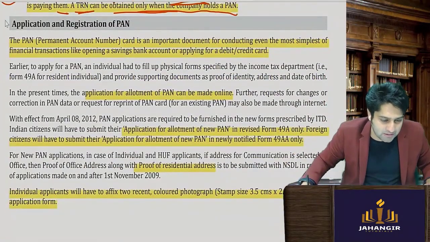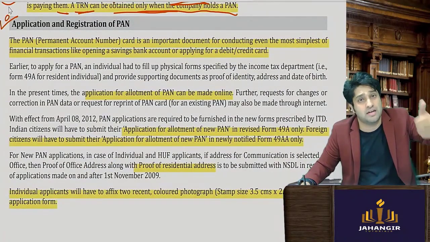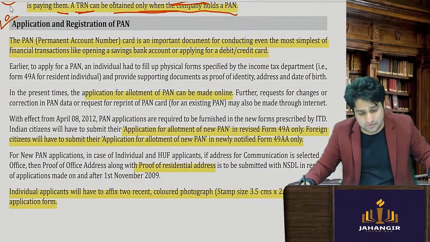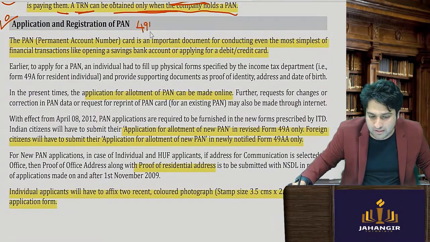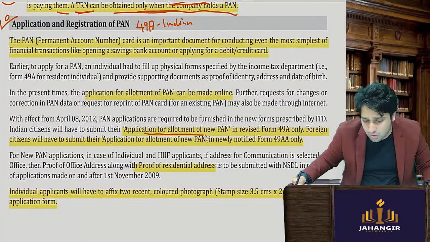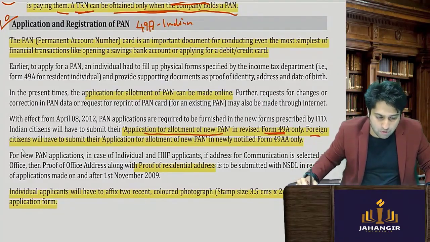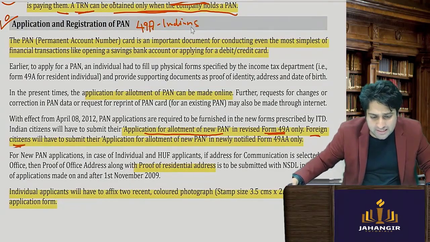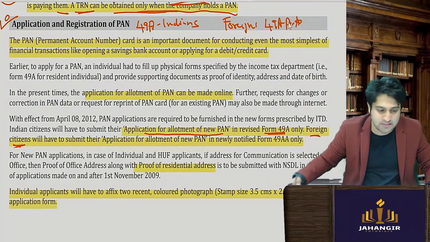Now coming to the application of PAN, very simple. In the application, a form number comes, and there is a form number for an Indian company and one for a foreign company, along with the charges. I want you all to write this down. 49A is for Indian company. So the application for allotment of new PAN is in form number 49A for Indians, and for foreigners, foreign companies, it will be in form 49AA. Clear? So this is important.